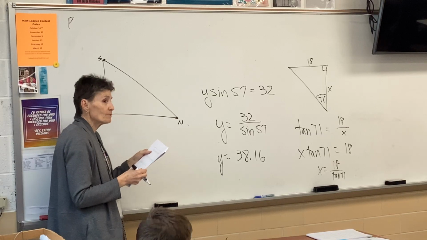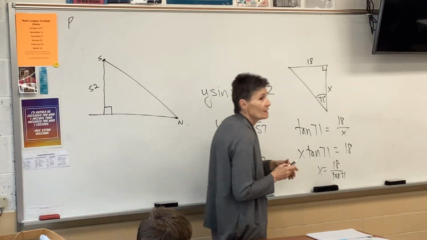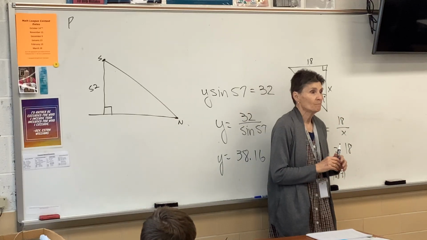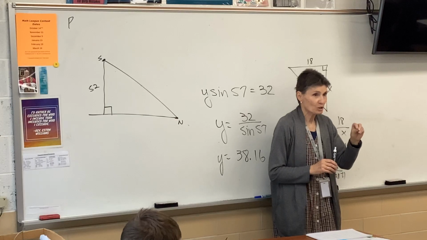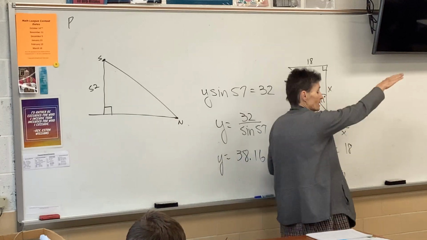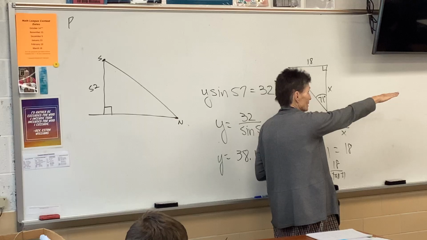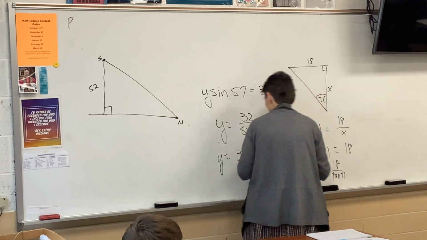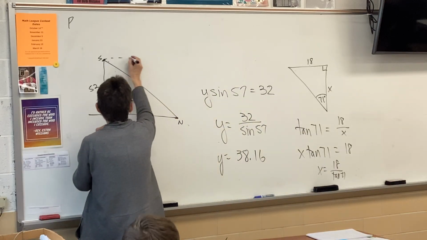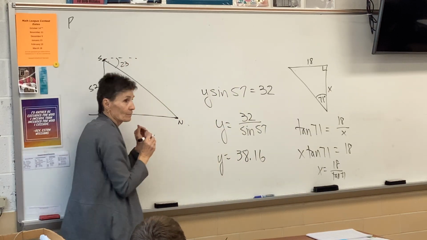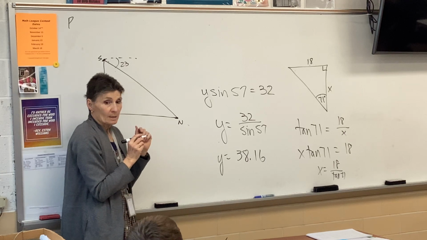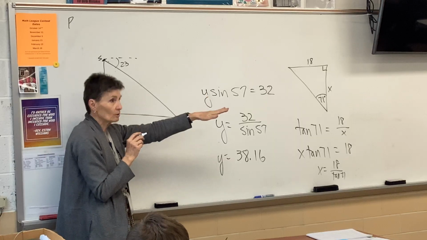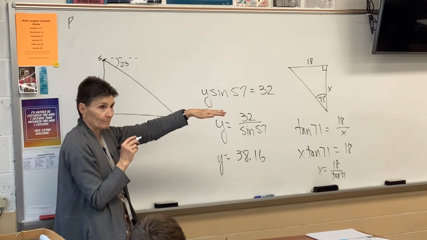His angle of depression, this is important, his angle of depression is 23 degrees. The angle of depression is this: if I'm looking straight ahead and then I look down, that is my angle of depression. So your angle of depression is actually right here. That's always the angle of depression. It's measured from the horizontal.